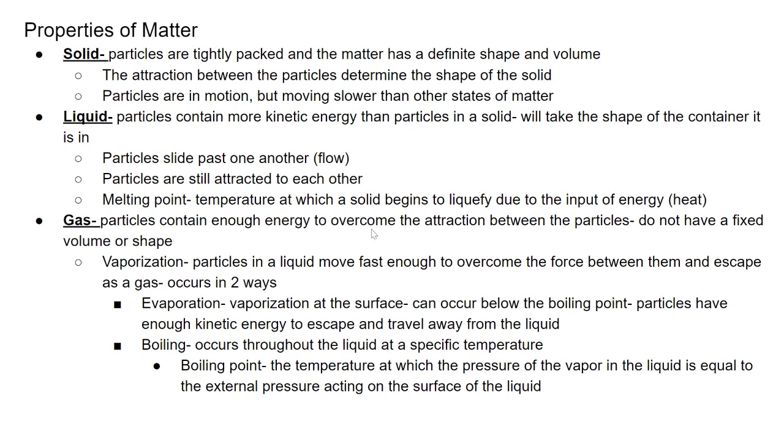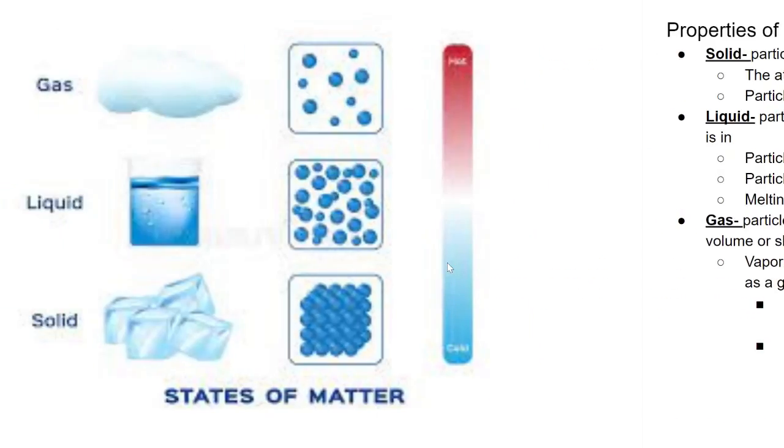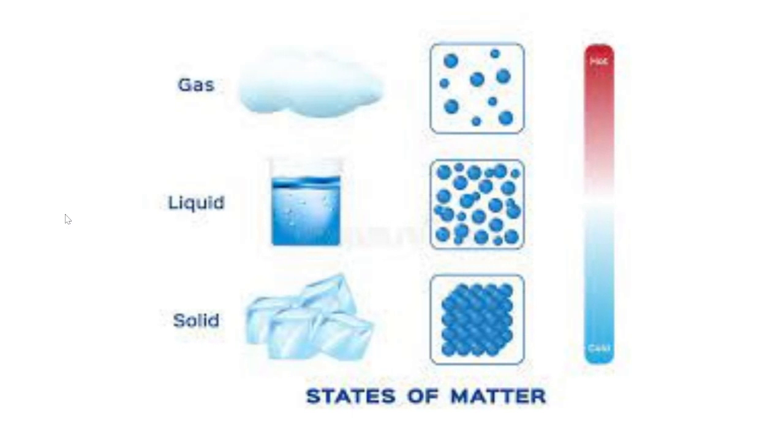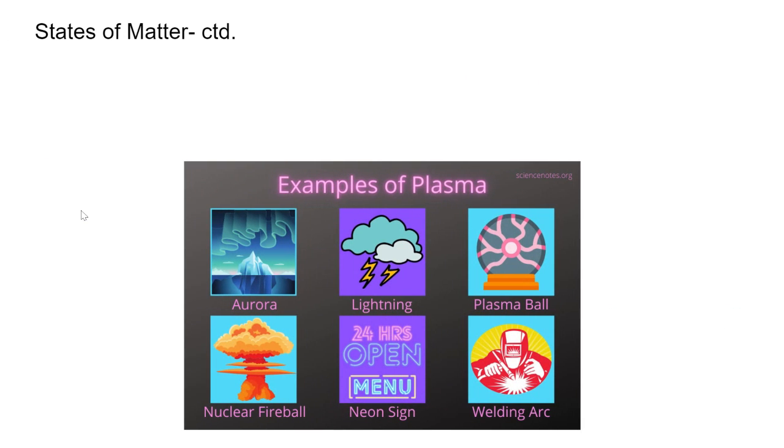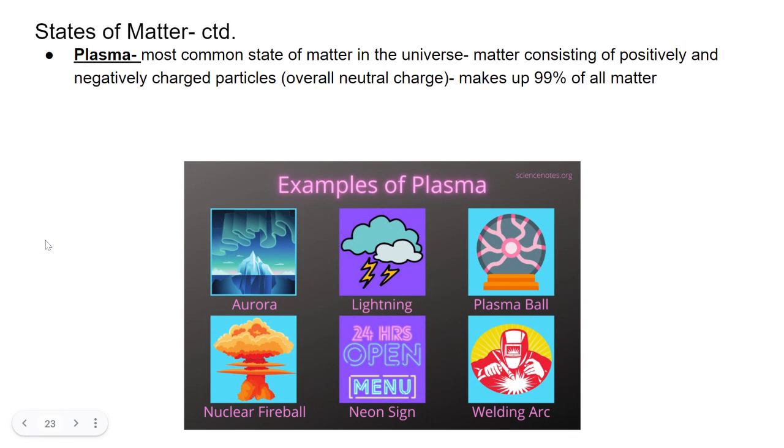So solids, liquids, and gases are three states of matter. However, we have a fourth state of matter. Fourth state is, and I'll come back to this diagram, plasma. Plasma is actually in a lot of places, and it's actually the most common state of matter in the universe, even though it's not something that we can really deal with a whole lot.